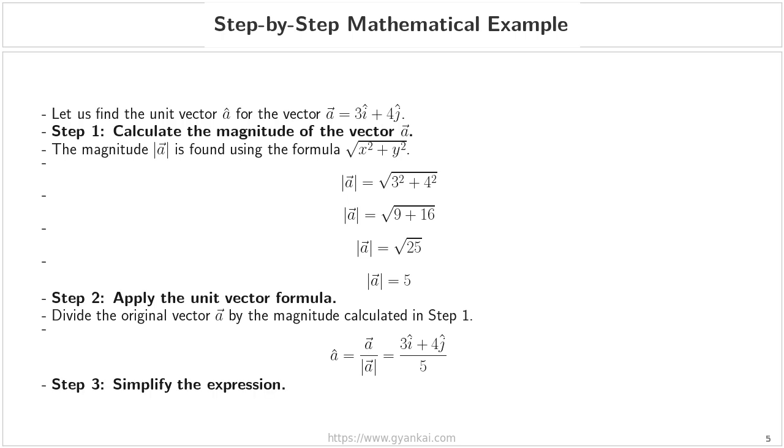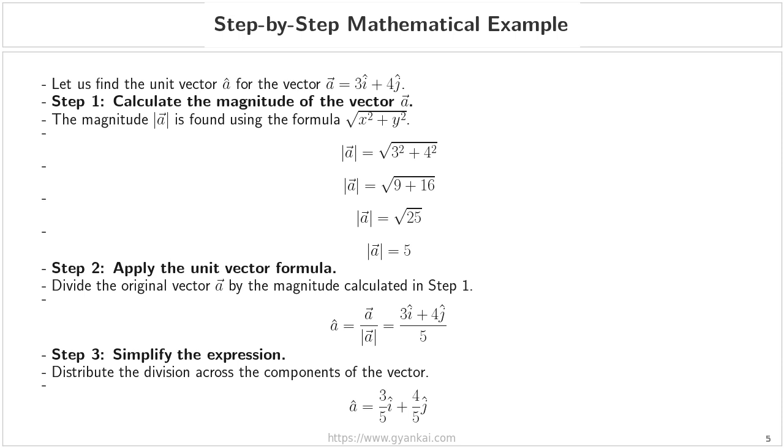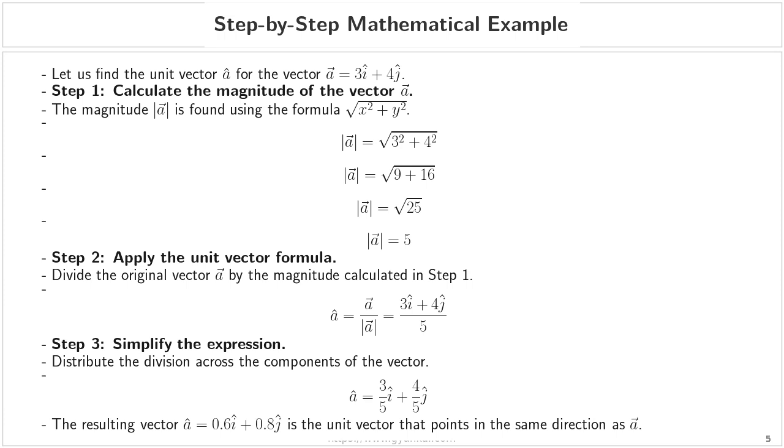Step 3, finally, we simplify the expression. To do this, we simply distribute that division across both components of the vector. This gives us 3/5 i hat plus 4/5 j hat. If you prefer working with decimals, you can write this as 0.6 i hat plus 0.8 j hat. Notice that this new vector, a cap, still points in the exact same direction as our original vector, but its length is now exactly 1.